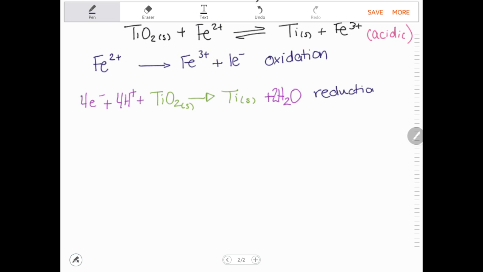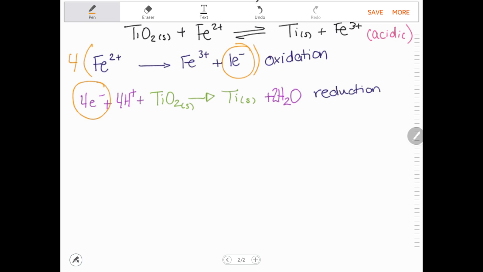Now, the most important thing we have to remember in redox reactions is that I always have to have the same number of electrons that are oxidized and reduced. So I have to have the same number of electrons transferred. Well, I see that I have 4 electrons transferred in my reduction equation and only 1 in my oxidation. So what that means is I'm going to need to multiply my top half reaction by 4 in order to balance all of my entities.